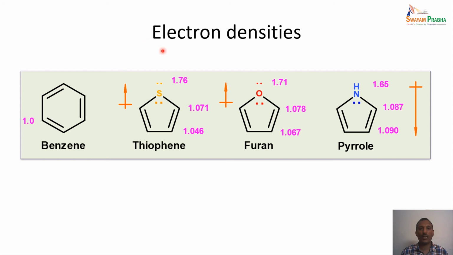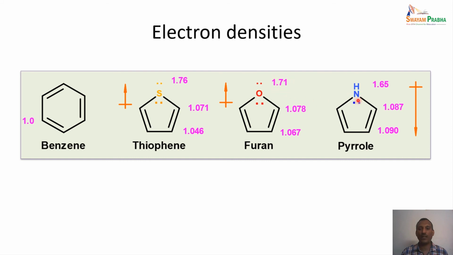Let us look at the electron densities around each atom to see how it affects the stability and the reactivity of heterocycles, basically thiophene, furan and pyrrole. Here are the values of electron densities observed on each atom. In the case of benzene, all the 6 carbons have an electron density of 1, whereas in the case of thiophene, the sulfur has the highest electron density because of the lone pair, with 1.76, followed by oxygen, which also has a lone pair, so the electron density here is very high at 1.71.